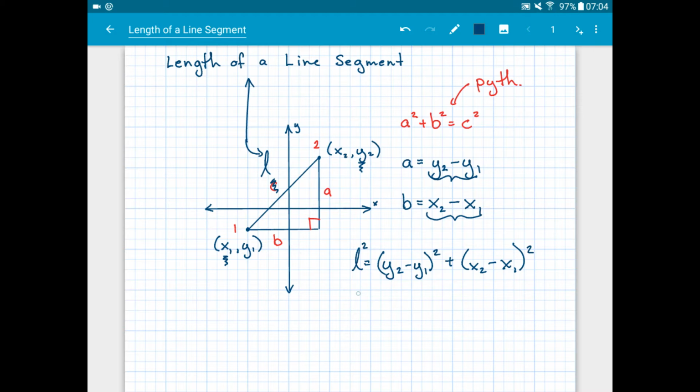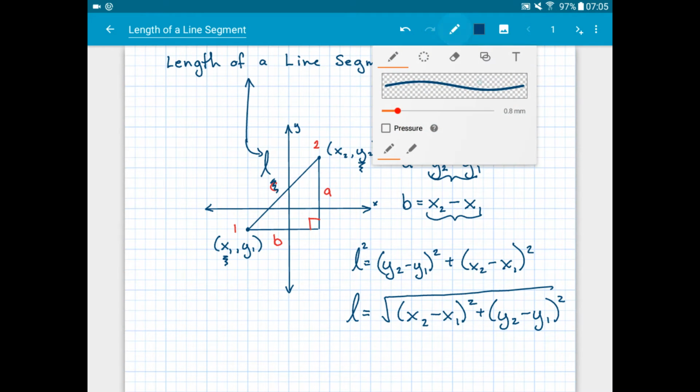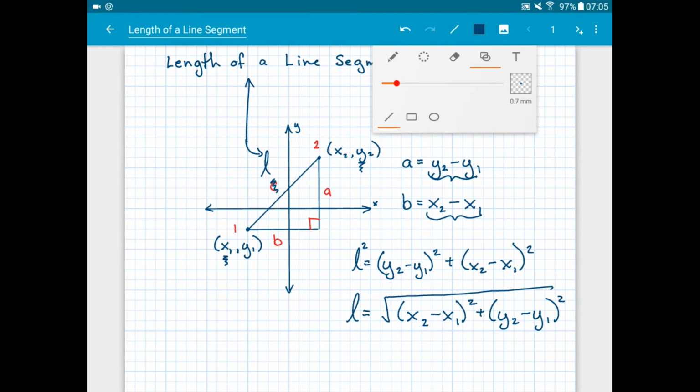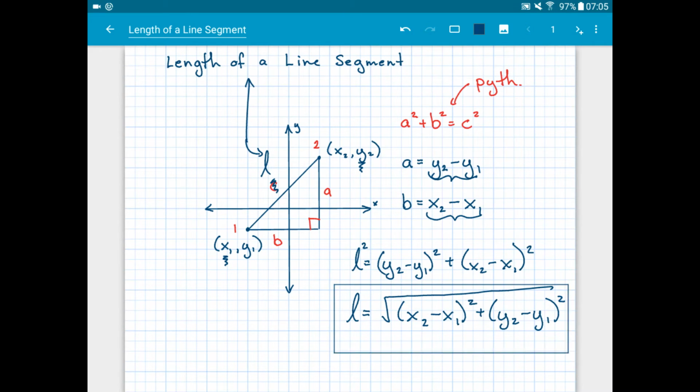And so if we want to solve for the length, I'm just going to rearrange this a little bit. Just take the square root and just put the x's first because that's what we're used to. Squared plus y2 minus y1 squared. And there we go. We have the length of a line segment right there.